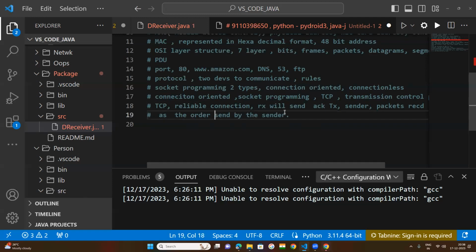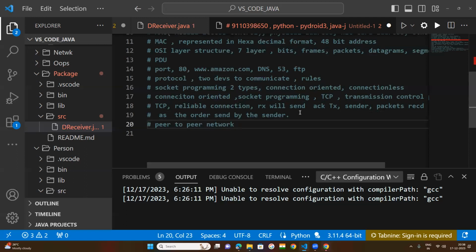sent by the sender. So whatever the order in which packets are sent by the transmitter, the sender, to the client, meaning the server. Who is the sender? Sender means, if it is a client server model in our programming. In networking, there are two types: one is peer-to-peer networking.